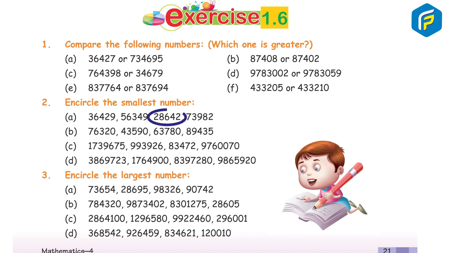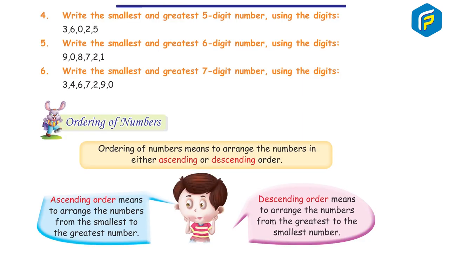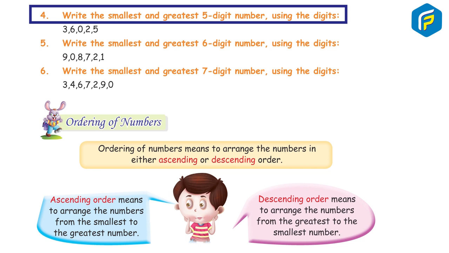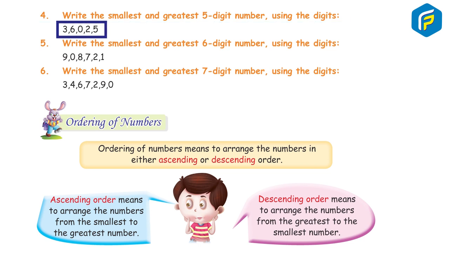2. Encircle the smallest number. Answer. A. 28,642. B. 43,590. C. 83,472. D. 17,64,900. 3. Encircle the largest number. Answer. A. 98,326. B. 98,73,402. C. 99,22,460. D. 9,26,459. 4. Write the smallest and greatest 5-digit number using the digits 3, 6, 0, 2, 5.